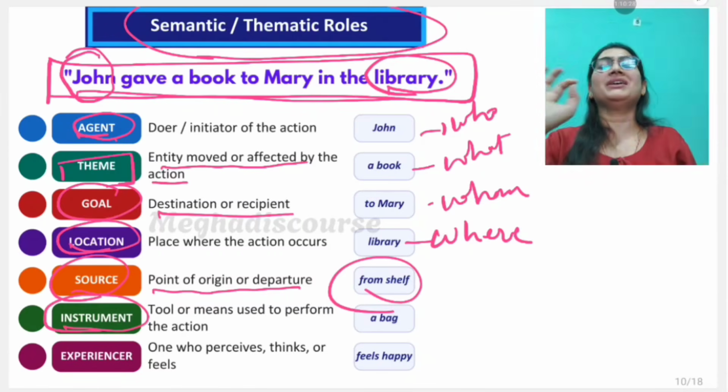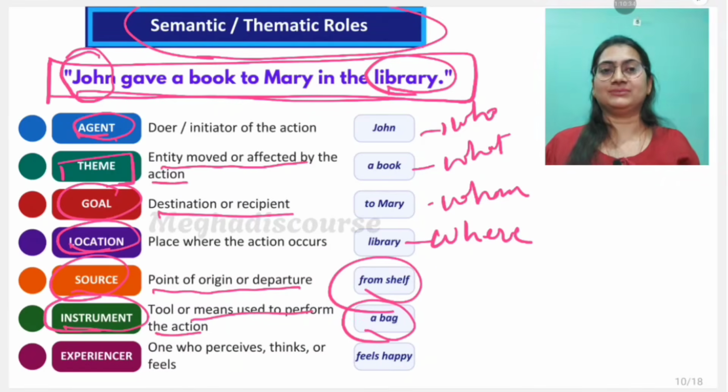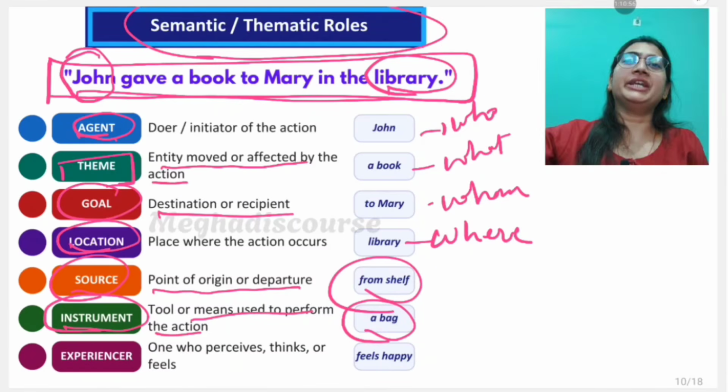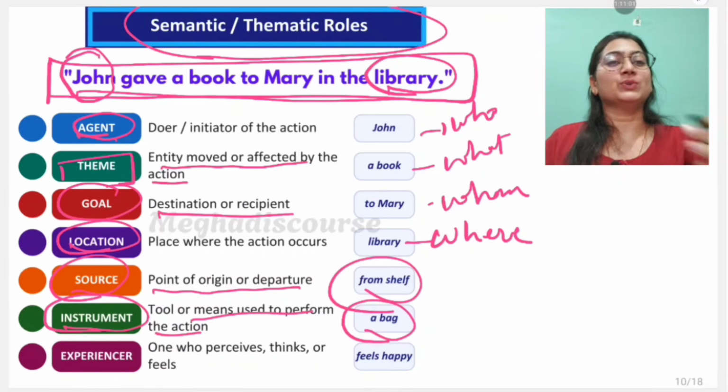Then what is instrument? It means the tool or means used to perform the action. That is a bag. You can understand this: he picked a book from the shelf and then he put it in his bag. Okay, so this is called instrument.